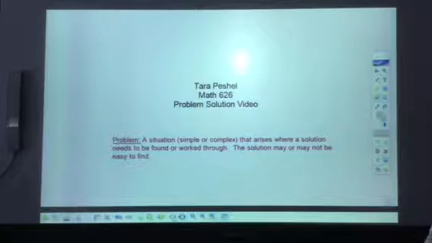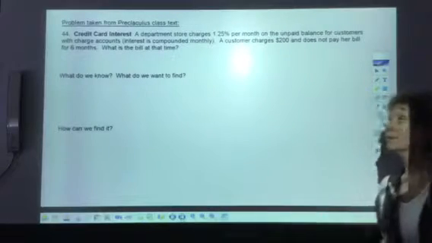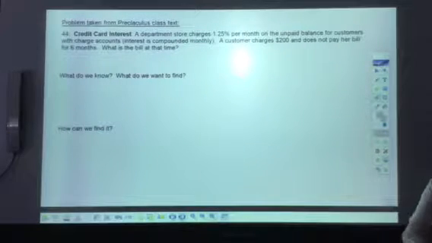Our group decided that our definition of a problem was a situation, simple or complex, that arises where we need to find a solution. The solution may or may not be easy to find. The problem I selected is out of our pre-calculus text. It's not a terribly difficult problem, but I picked it because there's one aspect of it that can sometimes trick the students, and I really wanted to focus on the 4-step problem solving process.